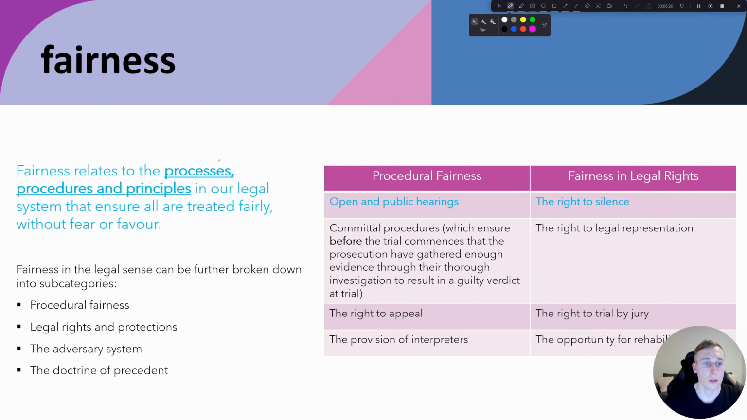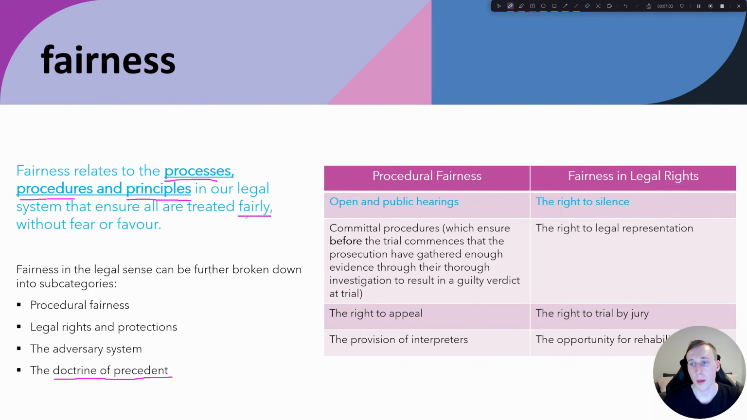So the first one, fairness, is all about processes, procedures, and principles that ensure everyone is treated fairly. And what we don't want is having fear or favor. So we don't want one party treated differently to another. We want to make sure everyone has the exact same processes. So an example of how that might work is what's known as the doctrine of precedent. So that means that we can predict all outcomes of future cases based on what's happened in the past. So if there's been a list of 100 murder cases, they might have similar outcomes in terms of sentences. We can use that information to predict a fair and reasonable outcome for a future murder case.